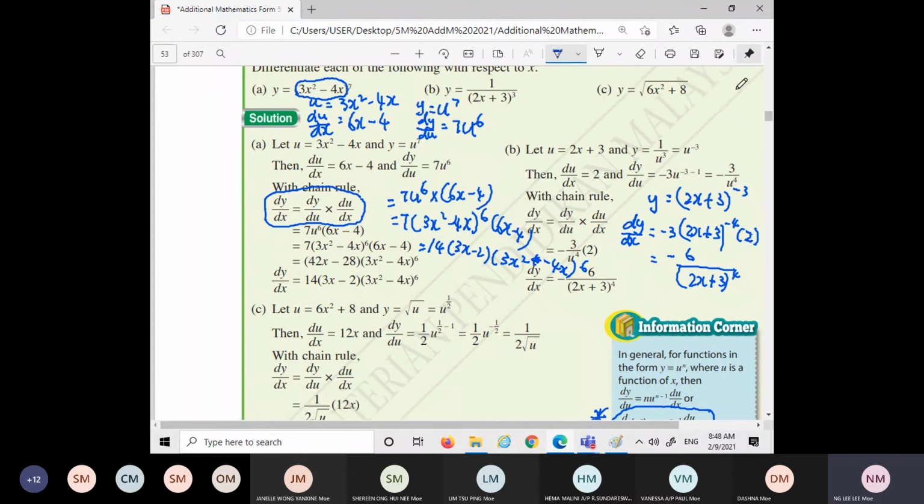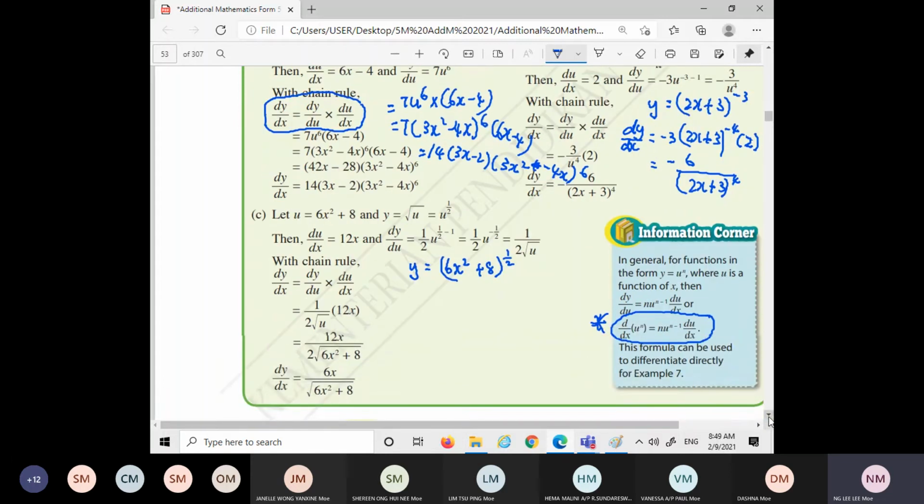Okay, look at this. First of all, I don't want the square root. I want to change it into power, into index form. The index here is half, or the power is half, before I start the differentiation.